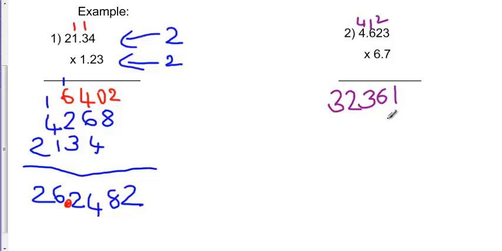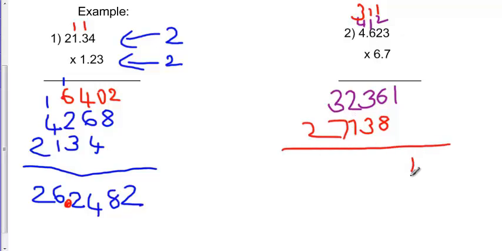Alright, now 6 times 3 is 18. Carry the 1. 6 times 2 is 12 plus 1, 13. Carry the 1. 6 times 6 is 36 plus 1, 37. Carry the 3. And 6 times 4 is 24 plus 3, 27. Okay, let's go ahead and add them up. 1, 6 plus 8 is 14. Carry the 1. 3 plus 3, 6 plus 1 is 7. 7 plus 2 is 9. 7 plus 3 is 10. Carry the 1. 2 plus 1 is 3.